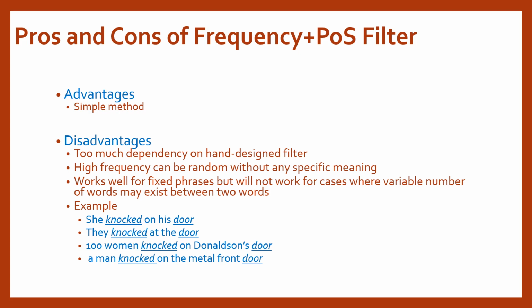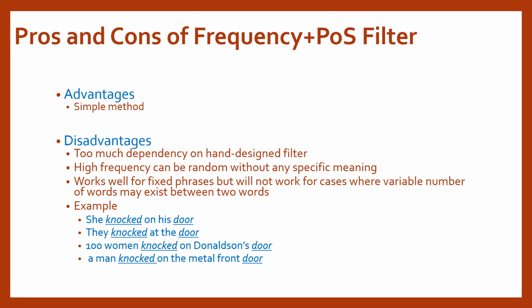And they work for fixed phrases. That means they work for the co-locations which have consecutive words, but they may not work, and in fact they will not work, for cases where a variable number of words may exist between two words. So again, this example of knock on his door. There are two words between the co-located words knock and door.